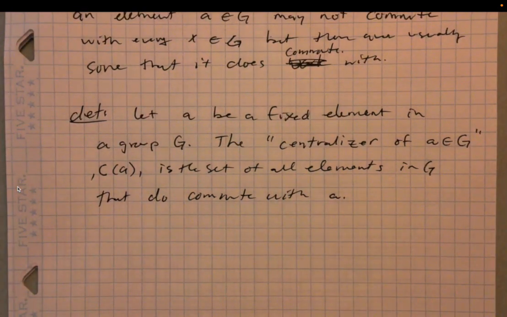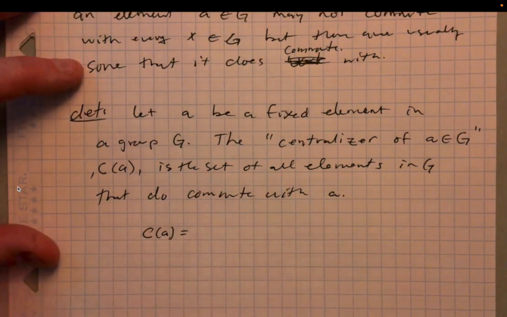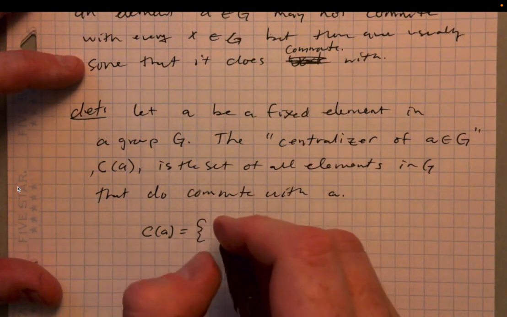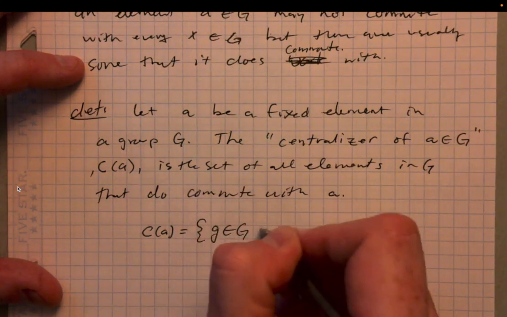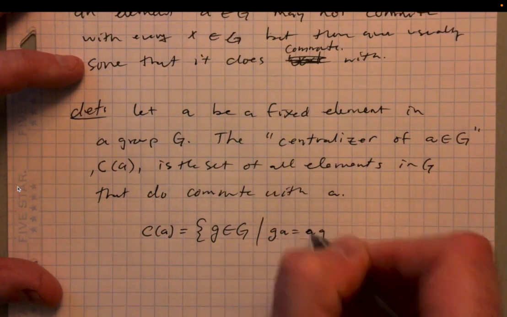Okay, so A is not in the center of G, but it is in the center of the centralizer of A in G. Some of these can be a little tricky. Let's write it out. I think it's easier to look at this in more formal notation. The centralizer of A is all of the elements g in the group such that g a equals a g.